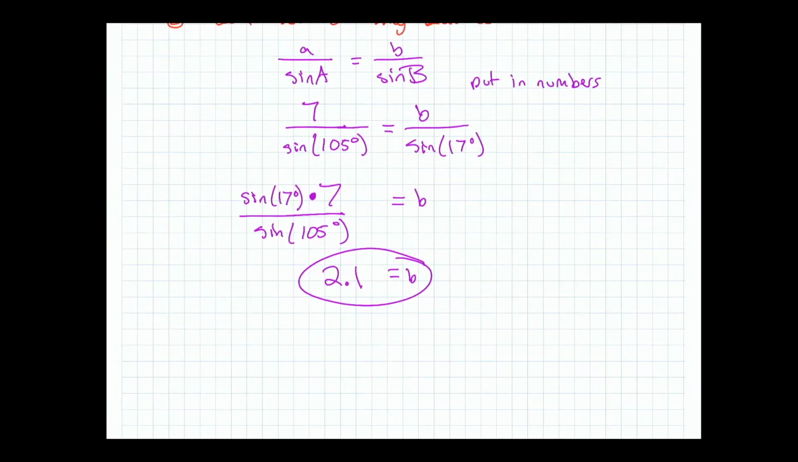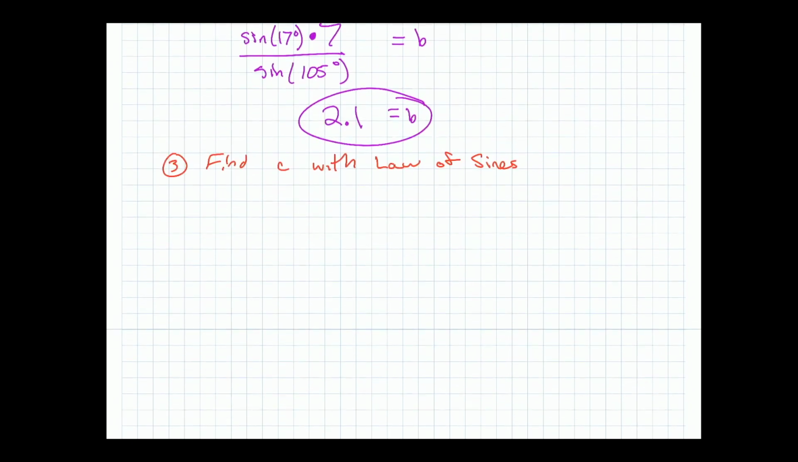So let's do this. Now we're going to find little c with law of sines. So little c over sine c equals little a over sine a. I don't know why I put the c first. It doesn't matter though, right? So that's what we're going to use. Let's plug in numbers.